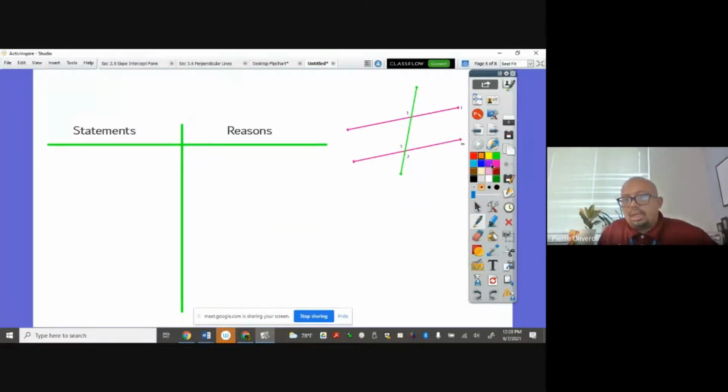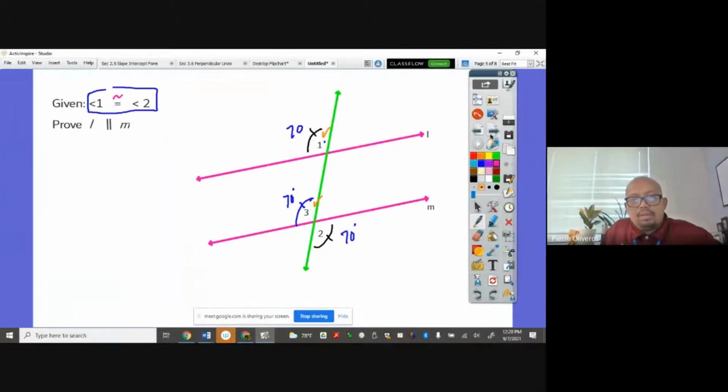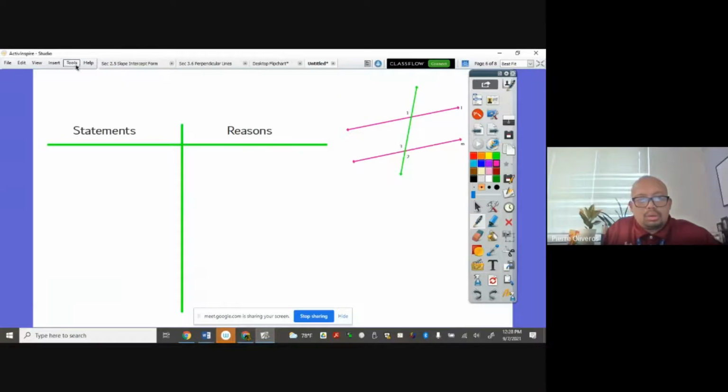Okay, so let's apply that overview with a two-column proof. So first, the given here is 1 and 2 are congruent. So the given is angle 1 and angle 2 are congruent. So that will be my first statement. Angle 1 is congruent with angle 2. That is my given.